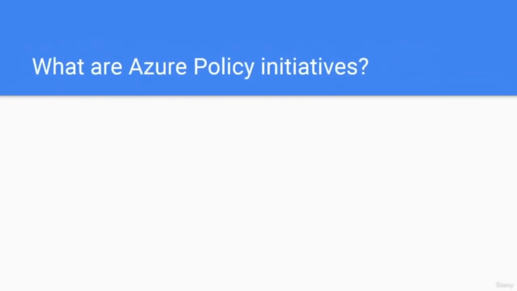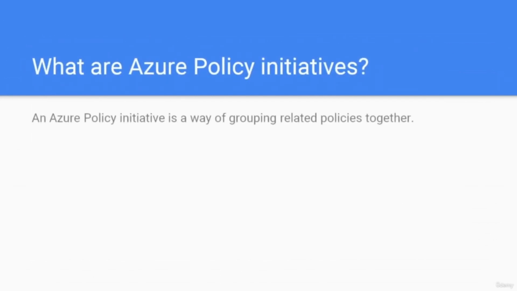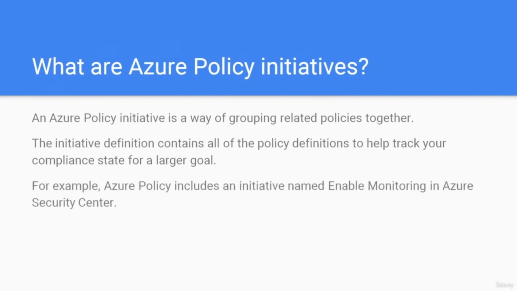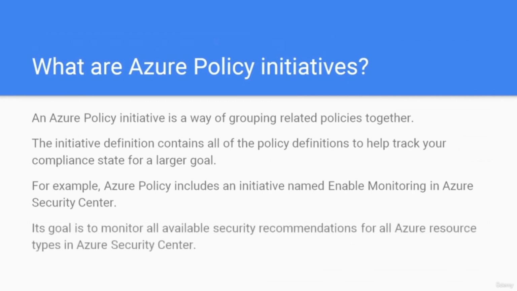So what are Azure Policy initiatives? An Azure Policy initiative is a way of grouping related policies together. The initiative definition contains all of the policy definitions to help track your compliance state for a larger goal. For example, Azure Policy includes an initiative named Enable Monitoring in Azure Security Center. Its goal is to monitor all available security recommendations for all Azure resource types in Azure Security Center.